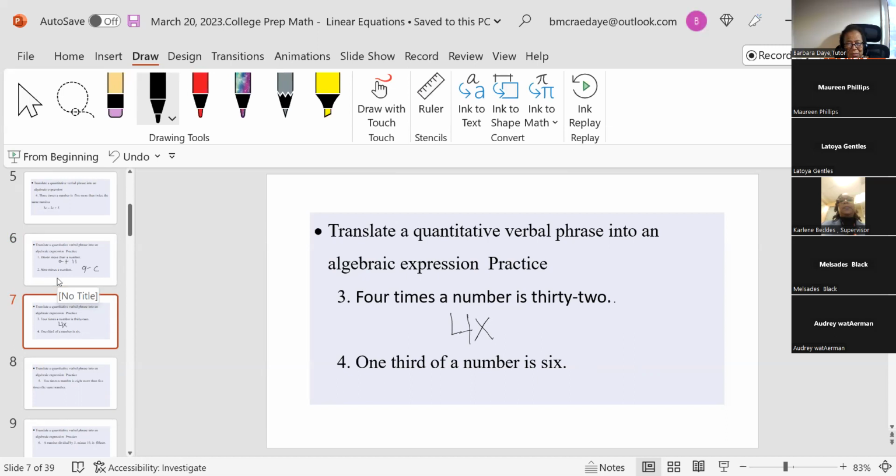32. You're throwing away the is? What does is mean? Equals. Very good, Maureen. Now equal 32. Yes, that's correct. So Mercedes, what is X if 4X equals 32? What is X equal to? That would be 8.